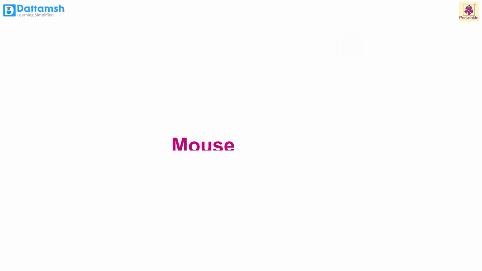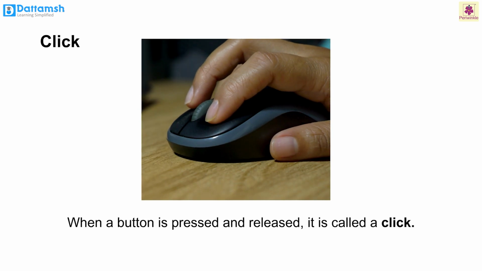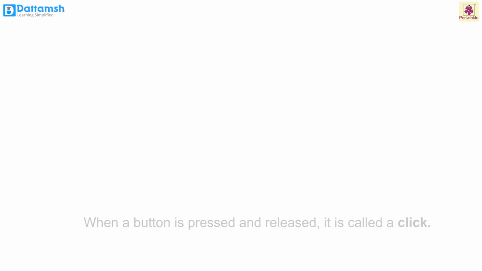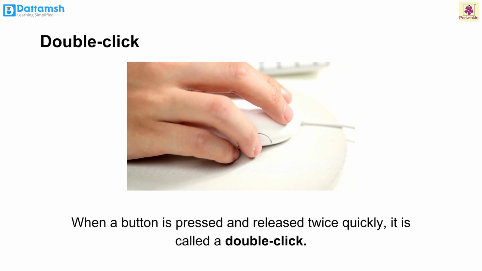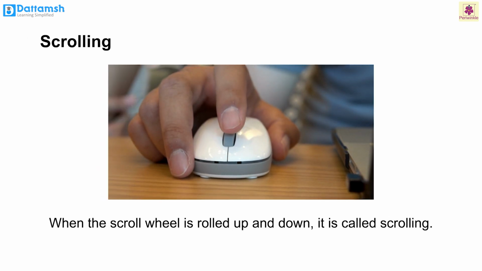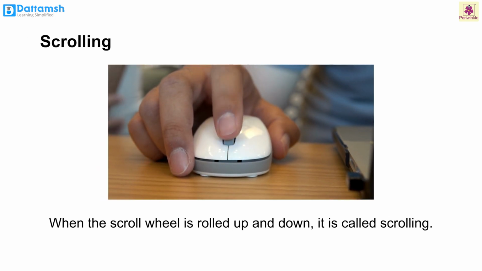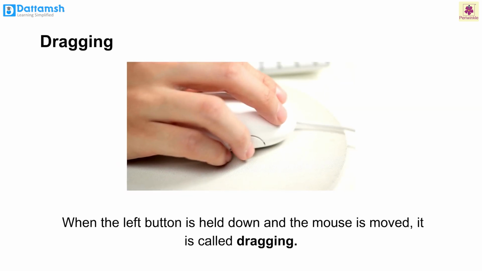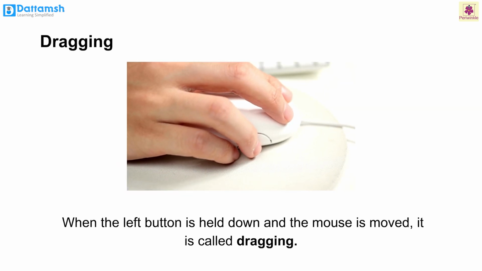Now let's understand mouse actions. Click. When a button is pressed and released, it is called a click. Double click. When a button is pressed and released twice quickly, it is called a double click. Scrolling. When the scroll wheel is rolled up and down, it is called scrolling. Dragging. When the left button is held down and the mouse is moved, it is called dragging.